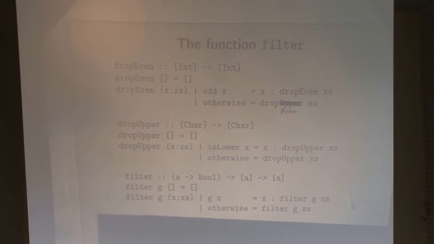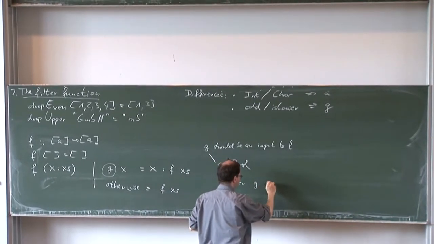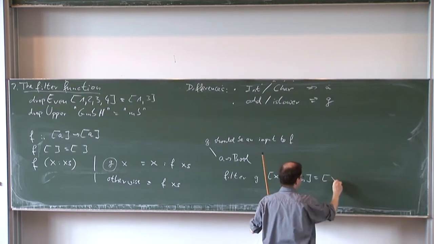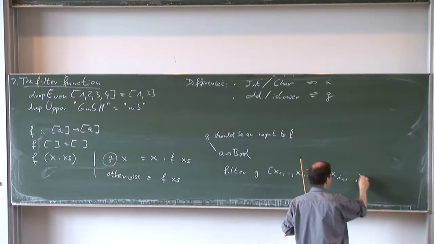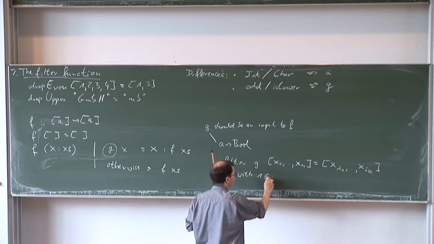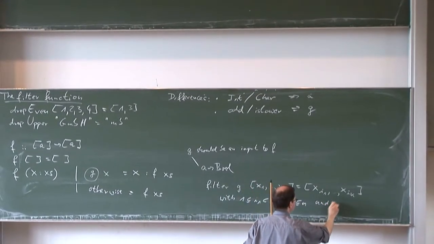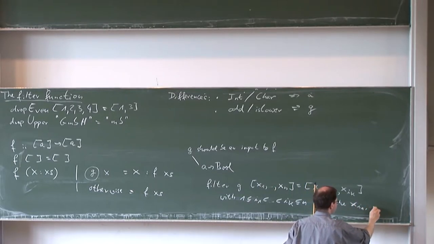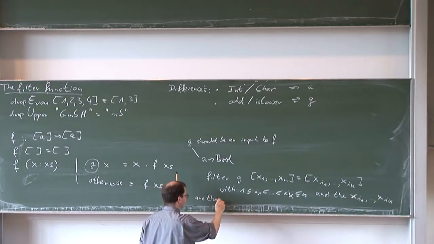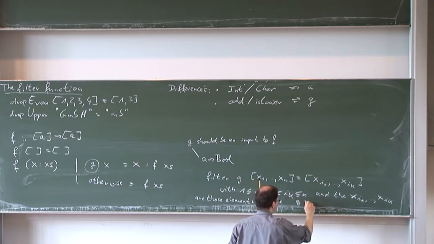So what filter does is: filter g applied to x1 to xn gives you the list of those x's, xi1 to xik, where these indices are between 1 and n, and these xi's are those elements which satisfy g. Those elements where g returns true.